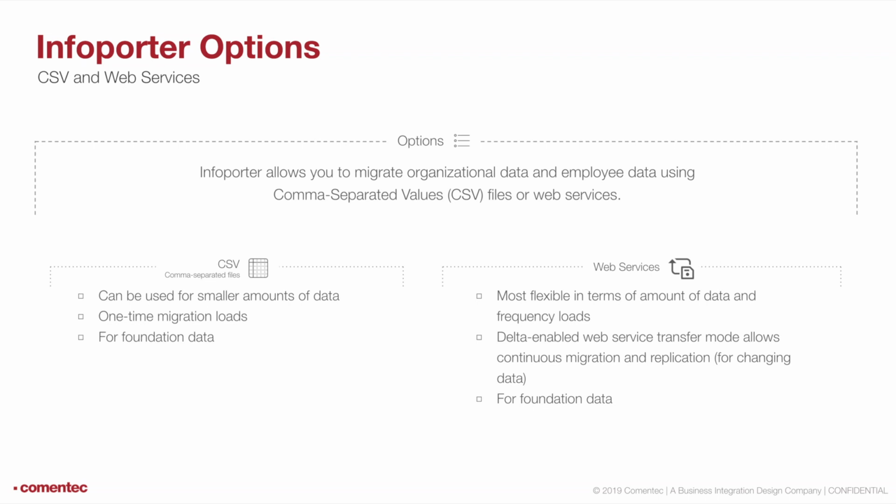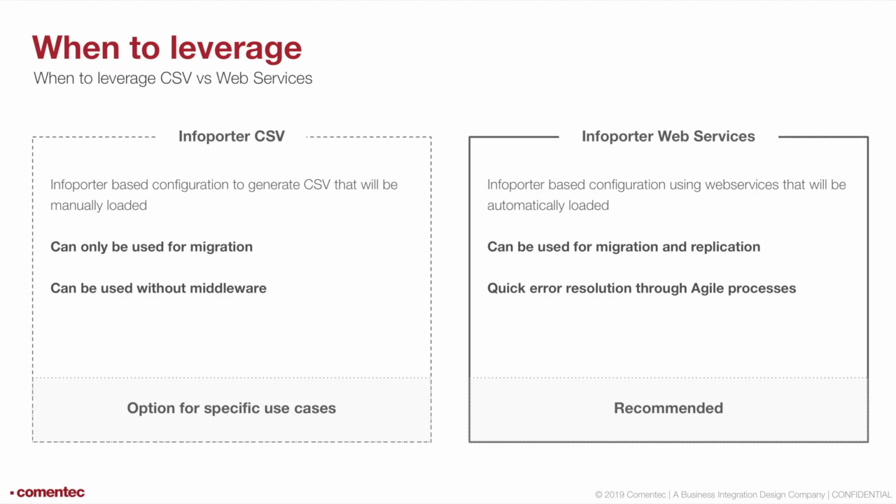When you're talking about CSV, you're talking a lot of manually generated and manually loaded files that can only be used for migration and can't leverage any middleware to do it. So when you move over to the web services, you have a lot of automated and automatically loaded abilities that can be used both for migration and replication. Plus, you'll be a lot more agile because now you can immediately focus on error resolution.